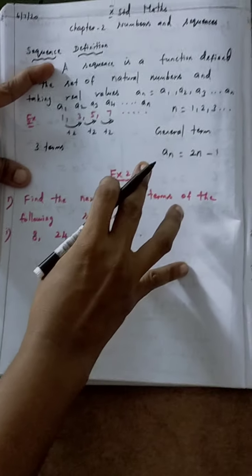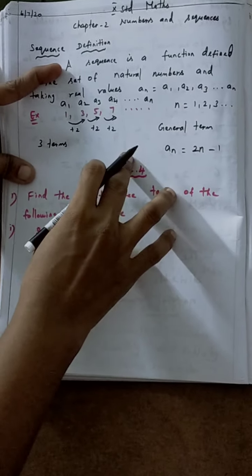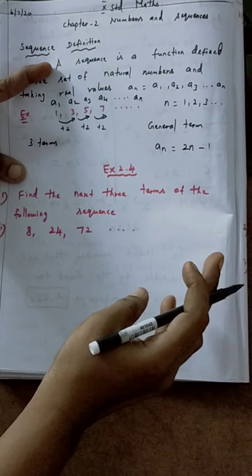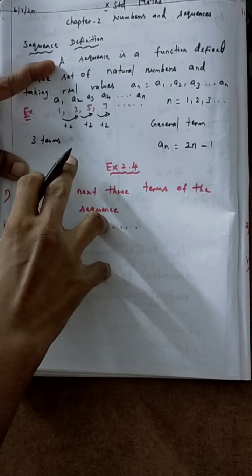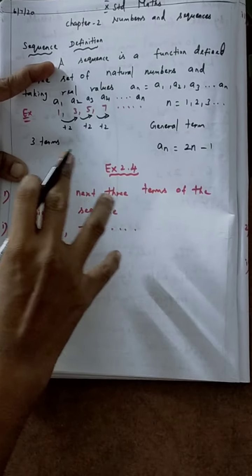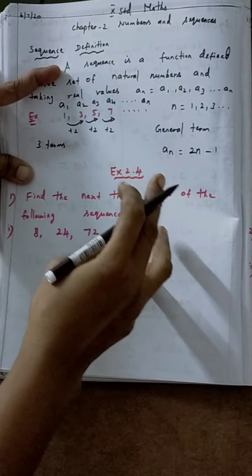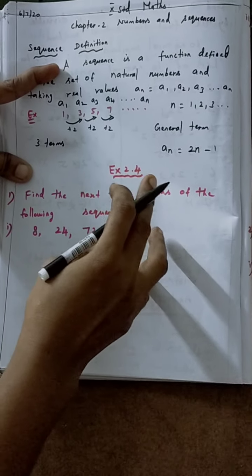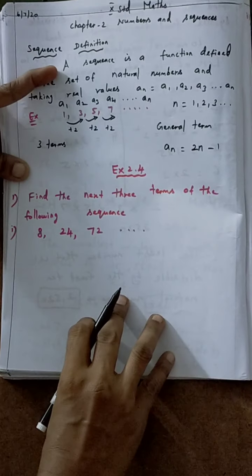Okay, next one, continue this. So three model sums are given for this exercise. First one, a sequence is given, find the next three terms. Then second one, a sequence is given, find the general form. Then third model, a general term is given, find the next three terms or any values are given. Next, find out the terms only.